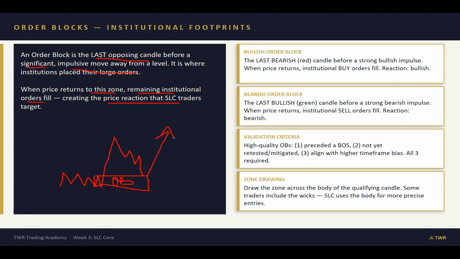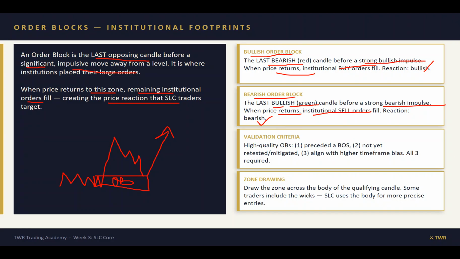I'm going to show you these on the chart. If you've seen an impulsive buy, look at the last sell candle before the impulsive buy. So for a bullish order block, it is the last bearish or red candle before a strong bullish impulse. Price returns to that level, institutional buy orders fill, then react. For selling, it is the last green or bullish candle before a strong bearish impulse. Price returns to that level, institutional sell orders are filled and the reaction is bearish.